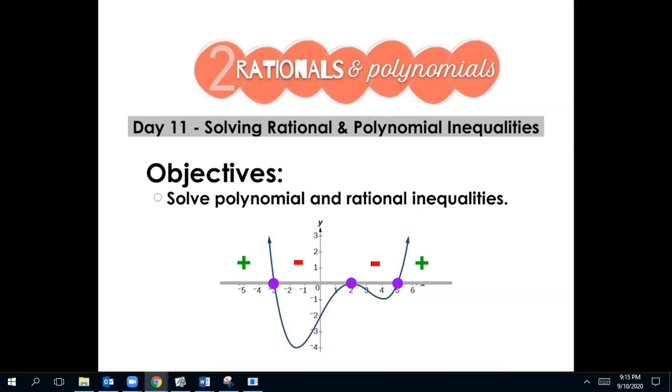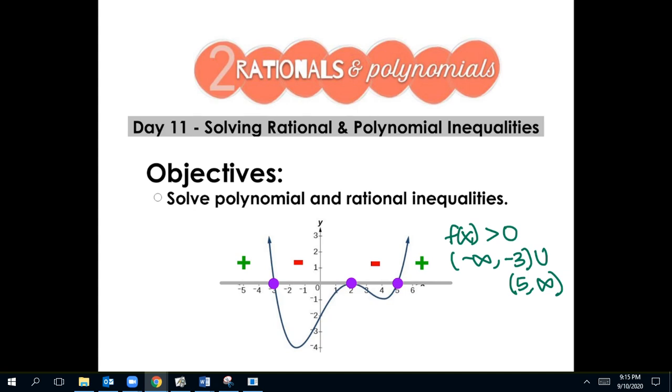Everyone. Today we are learning day 11, solving rational and polynomial inequalities. I have a quick picture right here that shows us a couple things about a rational polynomial and just where the inequality piece will come in. First, we see this graph and it has positive answers. So I'm going to write f of x is greater than 0 from negative infinity to negative 3, and then from 5 to infinity. And so that is all the positive values.